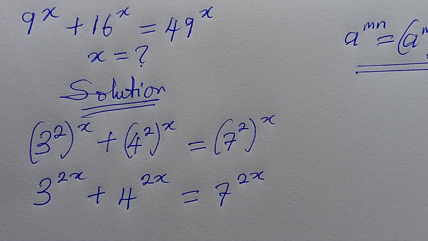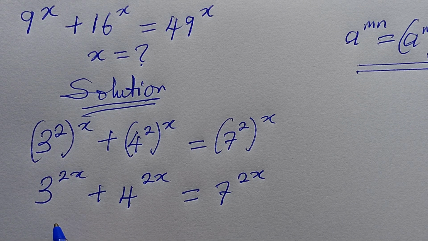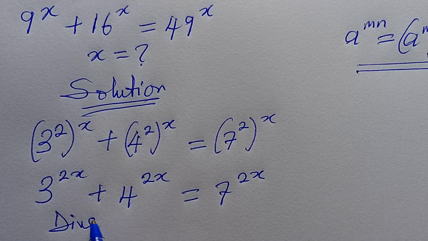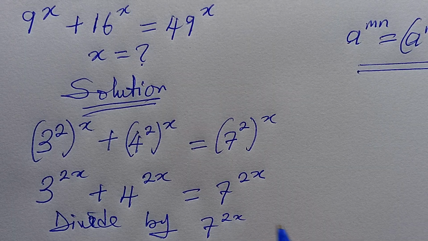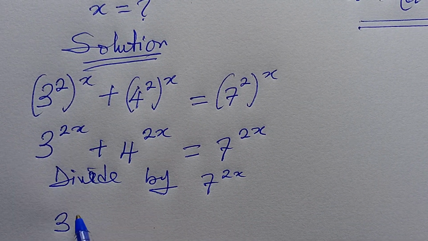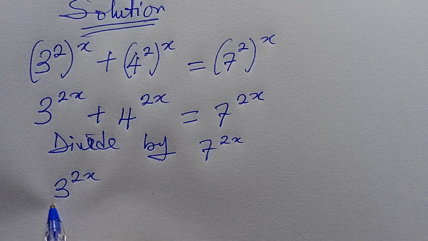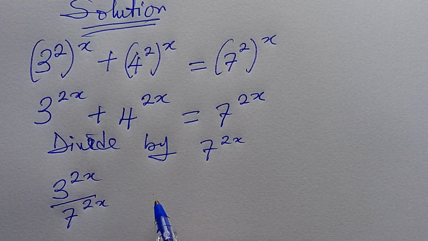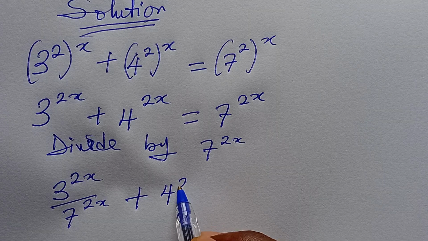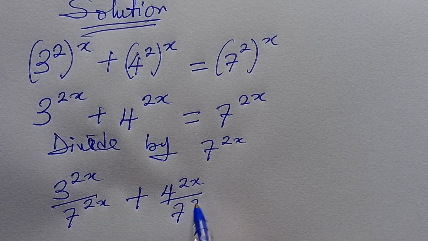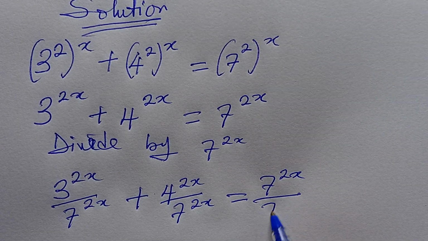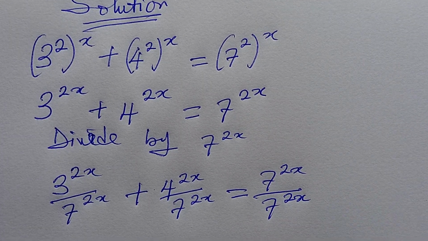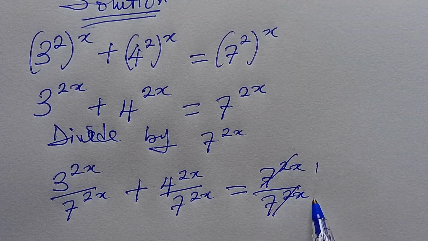Now, at this point, we want to make the right-hand quantity unity. In other words, we want to divide through by 7 to the power of 2x. And so this is going to give us 3 to the power of 2x all over 7 to the power of 2x, plus 4 to the power of 2x all over 7 to the power of 2x, equal to 7 to the power of 2x all over 7 to the power of 2x. So this will cancel with this, and this will cancel with this.